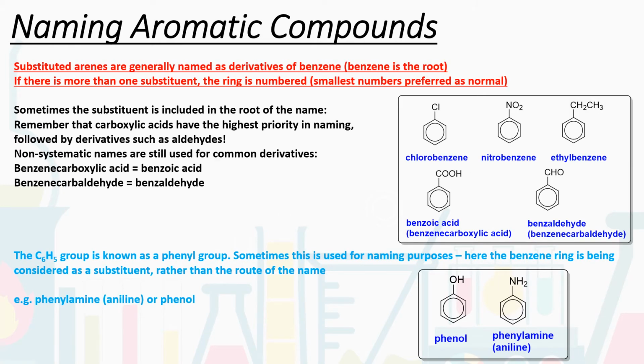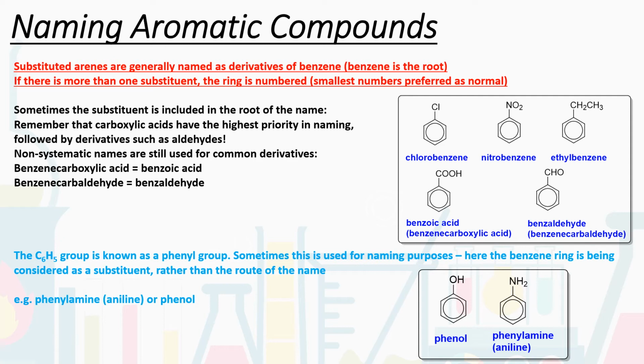Now, when it comes to naming aromatic compounds, obviously if it's just the one we've been seeing, it's named as benzene. But substituted arenes are normally named as a derivative of benzene. So benzene essentially becomes the suffix of the name, the root of the name. If we have a chlorine attached, we call that chlorobenzene. If we have a nitro group attached, an NO2 group, that's very important, we'll see in the next video, this is nitrobenzene. If we have an alkyl chain, for example an ethyl chain attached, this is ethylbenzene.